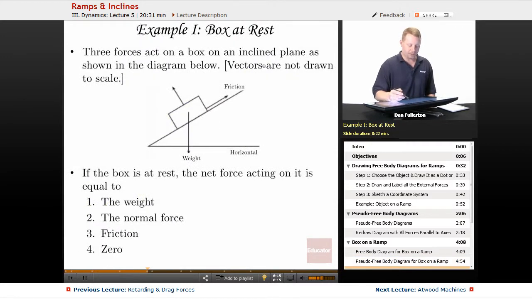3 forces act on a box on an inclined plane as shown in the diagram below. Weight, friction, normal force. If the box is at rest, the net force acting on it is equal to, if it's at rest, the net force must be 0, an equilibrium condition. So our answer there must be 0 because the box is at rest.